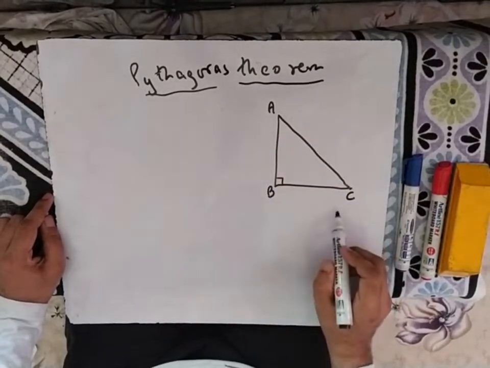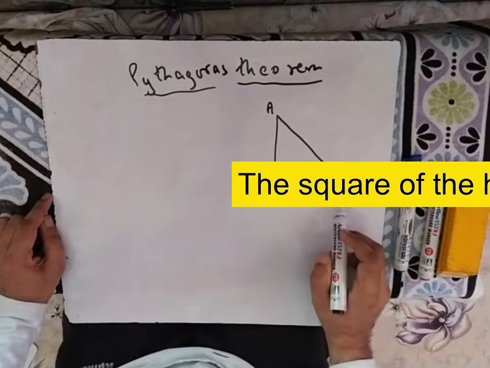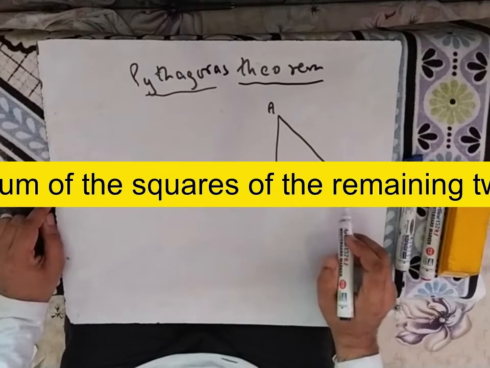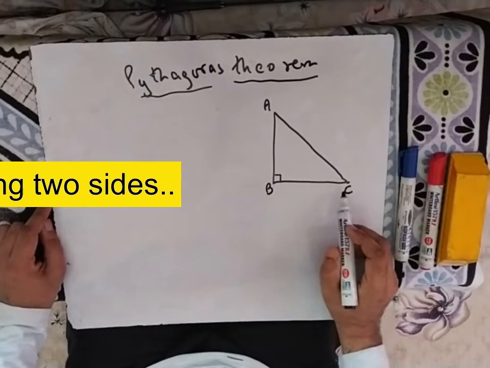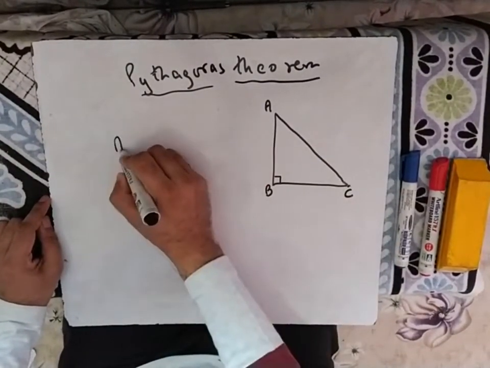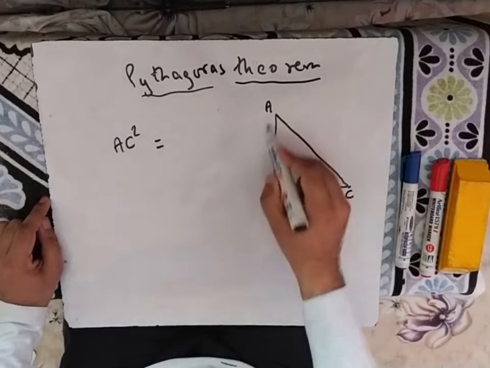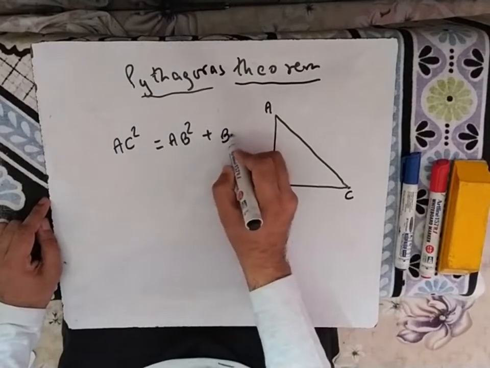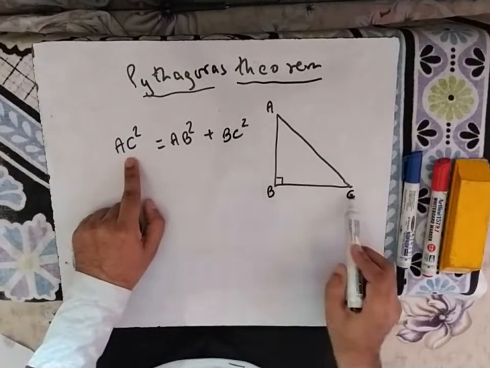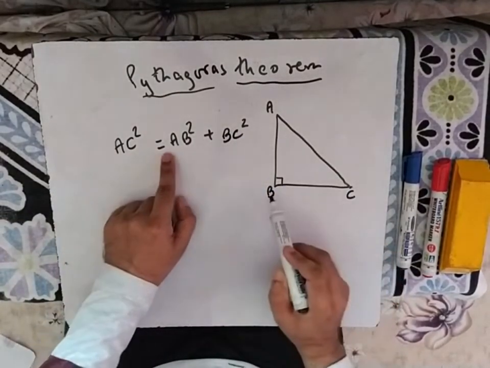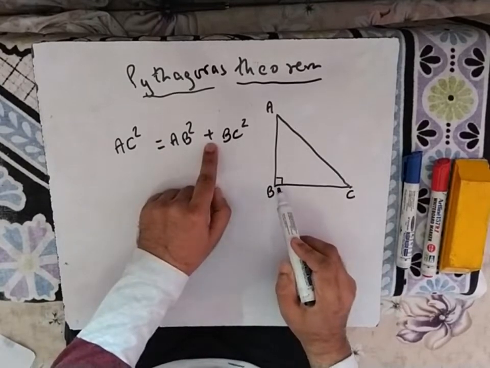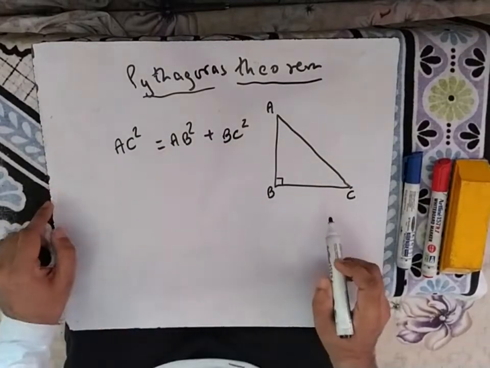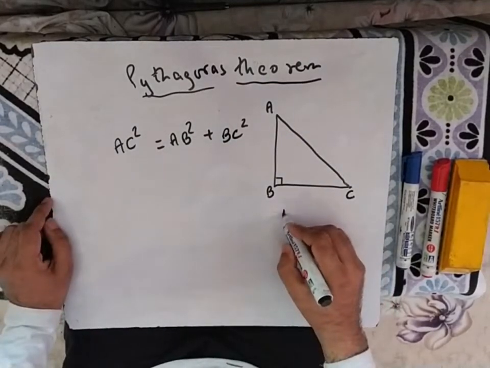Now Pythagoras theorem says that the square of the hypotenuse is equal to the sum of the square of the remaining two sides, meaning AC square is equal to AB square plus BC square. Square of the hypotenuse is equal to the sum of the square of the remaining two sides. This is Pythagoras theorem. Let us take one more example.